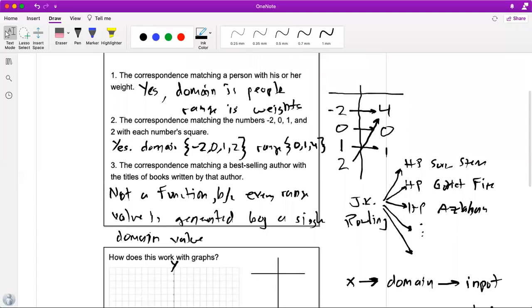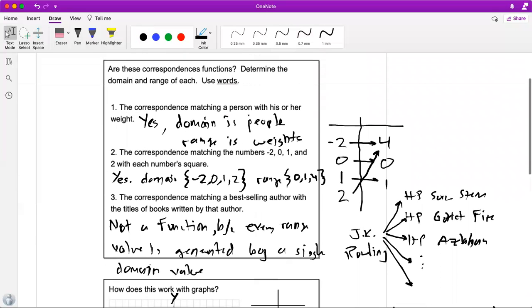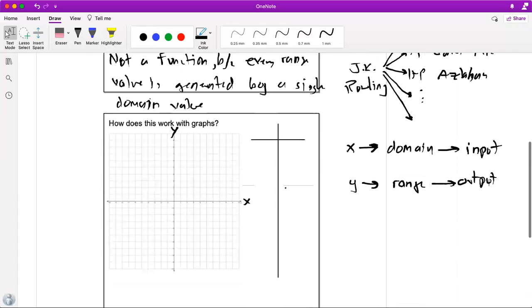And then the output, or the thing that the function gives you back: you say, here's a person, and the function says they weigh this much. You say, here's a number, and the function says, here's a square. You say, here's an author, the function says, here are some books that they wrote. But the input is the domain, and the output is the range. The input is the people, the output is the weights. So domains and inputs are the same, ranges and outputs are the same. And on a graph, the x's that I graph are the domain values, and the y's are the range values.